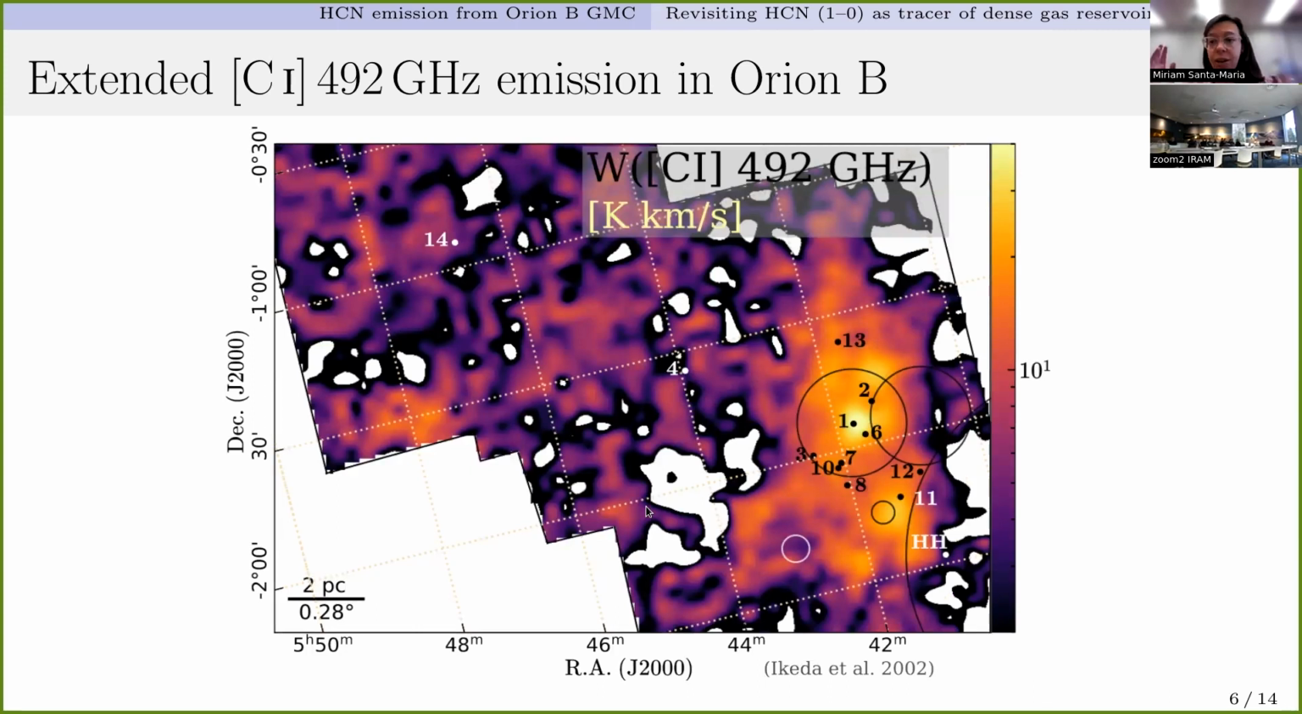I have the atomic carbon line at 492 gigahertz. This was mapped with a telescope in Japan in the late 1990s. What is also important to see here is that the emission is also very extended, and if we detect atomic carbon, it's because there's ultraviolet radiation. So it's extended in the cloud as well.